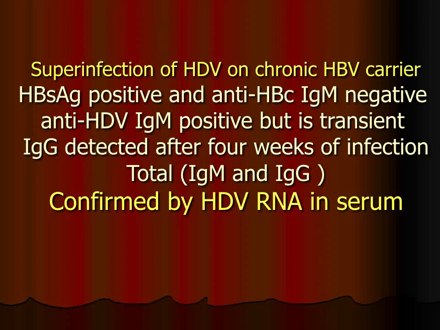Superinfection, and this is very important. Any patient who has a sudden rise of transaminases and jaundice, take care, it may be superinfection with D virus. Superinfection of hepatitis D on chronic hepatitis B carrier: HBsAg positive, but take care, anti-HBC IgM is negative. Therefore, we find anti-HDV IgM positive, but it is transient. Therefore, we ask for both total IgM and IgG, and confirm by PCR.